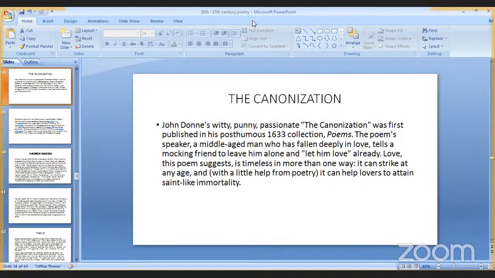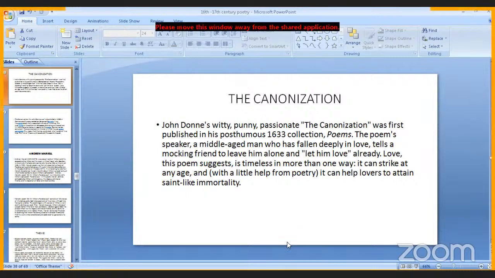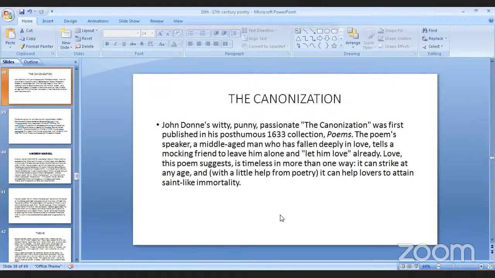Then we have another poem, The Canonization. Here, the poem which is prescribed in your syllabus. So it's quite witty, punning, passionate, and was first published in the posthumous 1633 collection of poems. Posthumous is after his death, it was acknowledged, and most of the time it would happen with these kind of poems, and may it be some literary piece of work.